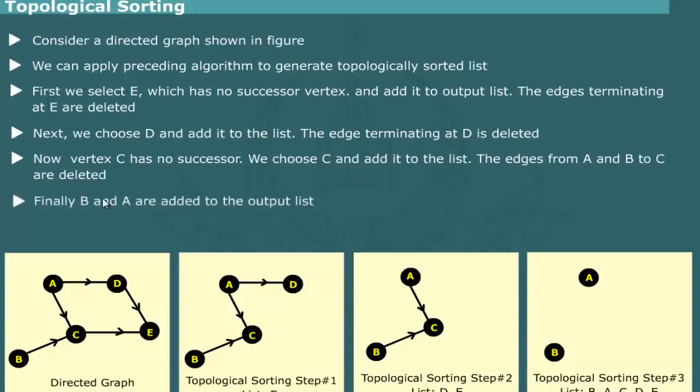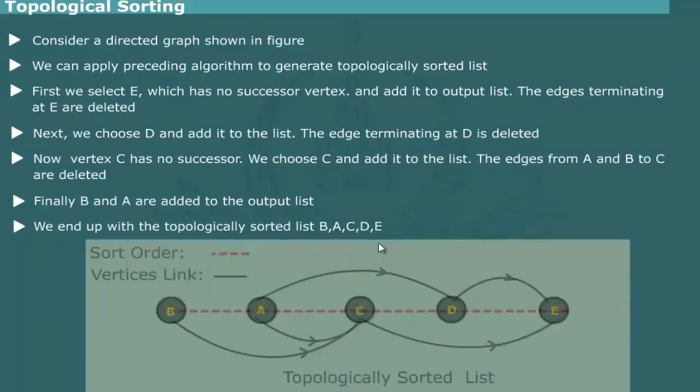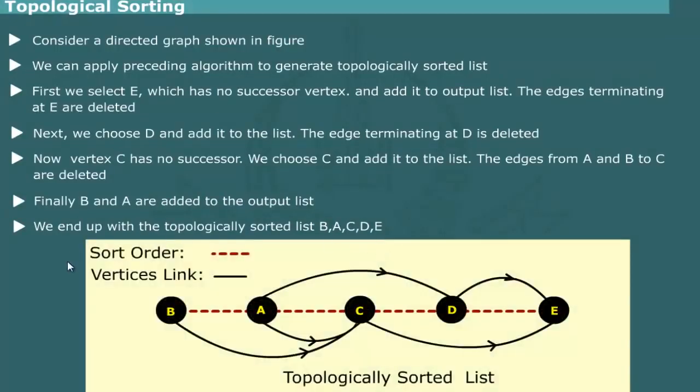Since edges from B and A to C are deleted, we can select B and A and add them to the list. In this way, we end up with the list BACDE, which is the desired topological sort order. Figure diagrammatically shows the sequence of vertices with broken line. The edges of the original sample graph are also pictured.